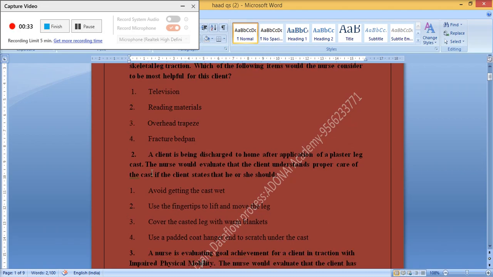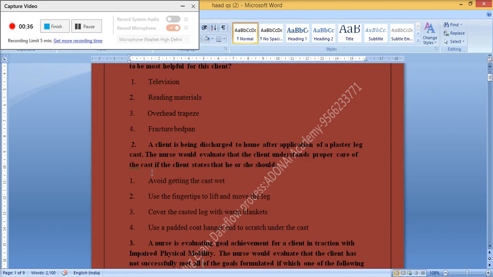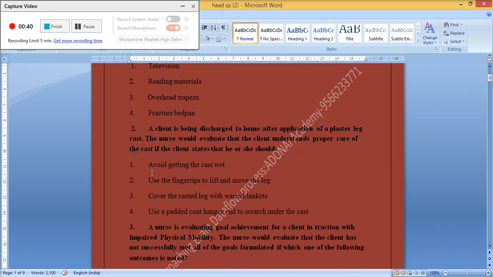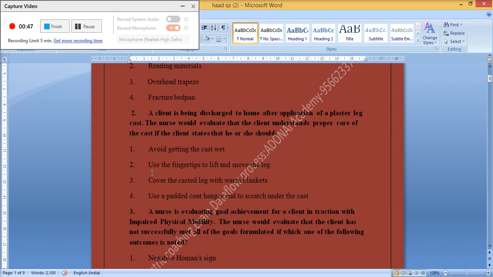2. A client is being discharged to home after application of a plaster leg cast. The nurse would evaluate that the client understands proper care of the cast if the client states that he or she should 1. Avoid getting the cast wet. 2. Use the fingertips to lift and move the leg. 3. Cover the casted leg with warm blankets. 4. Use a padded coat hanger to scratch under the cast. The correct answer is 1. Avoid getting the cast wet.